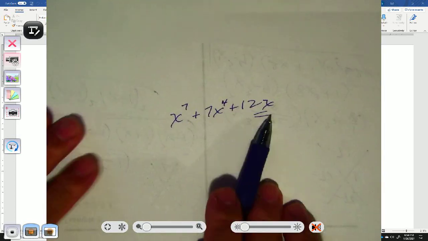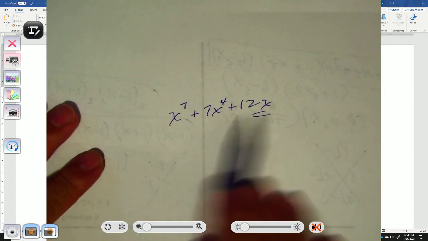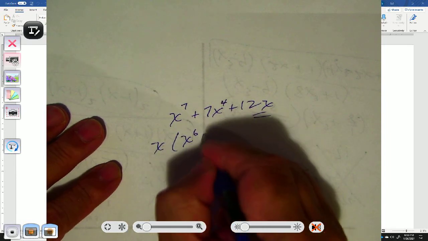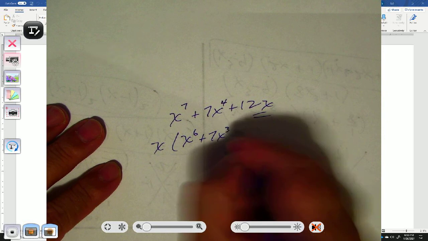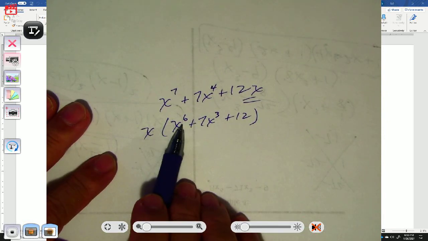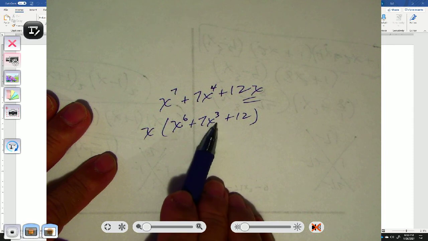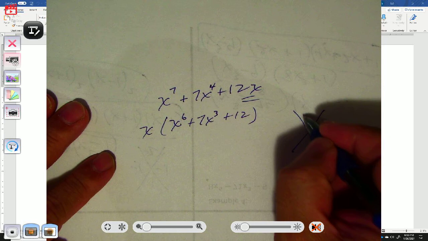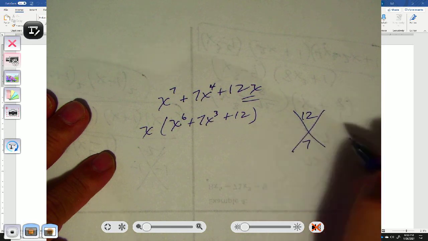So that means there's a common variable here. You need to take out the common variable. So I take out the common variable, I get x to the 6th plus 7x to the 3rd plus 12. Now I have an even exponent and half that exponent. And then I just do this thing. I want the factors of 12 to combine to make 7. That'll be 4 and 3.